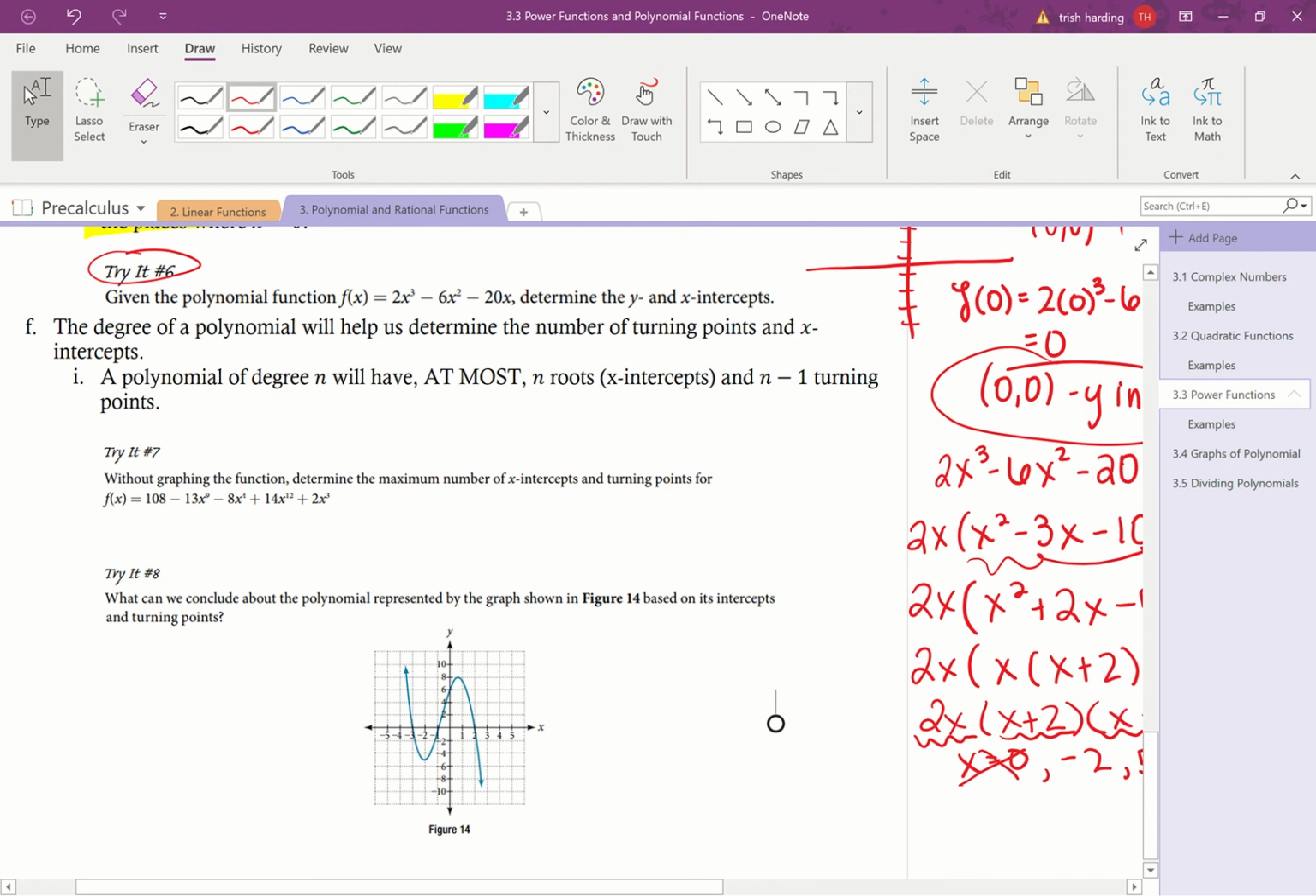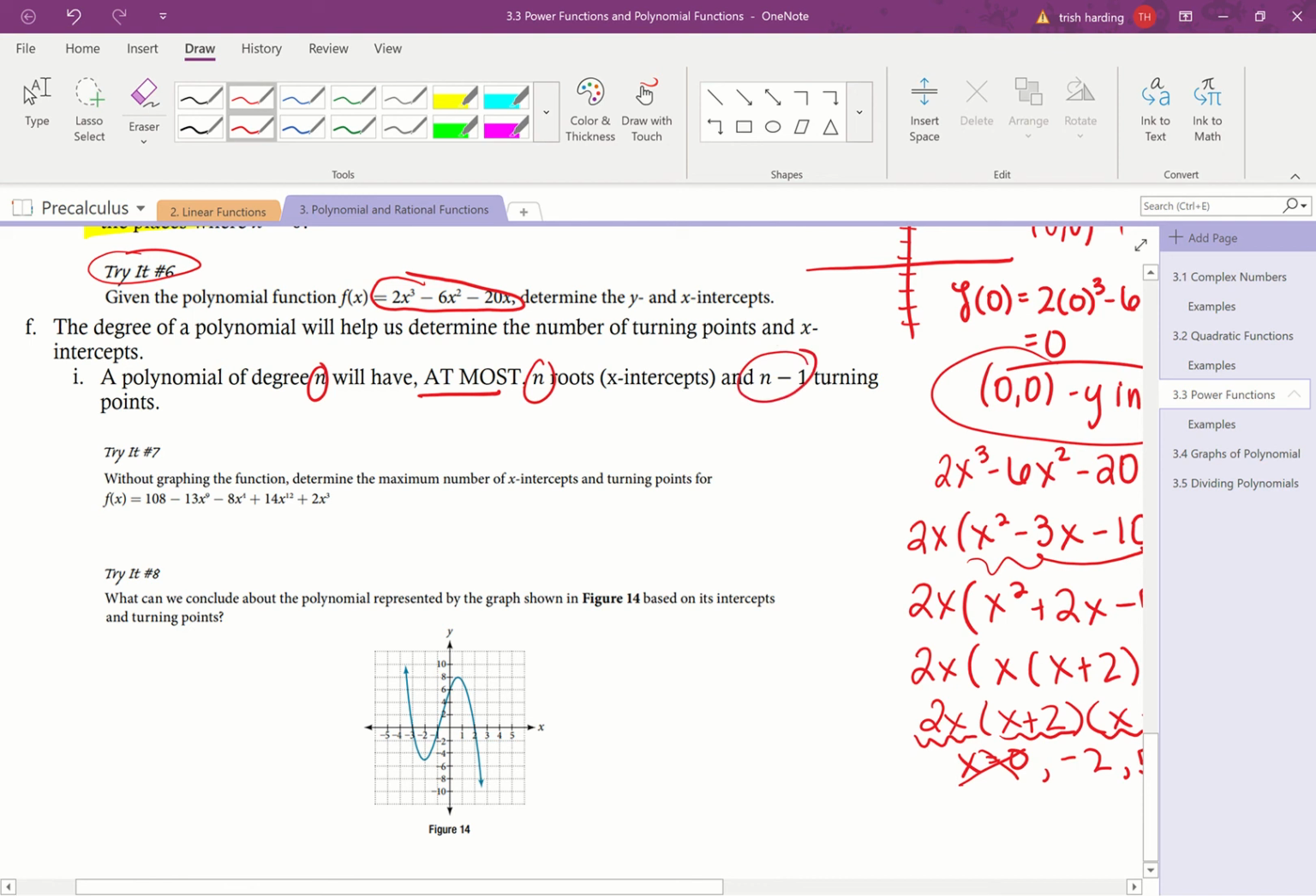So now the degree is what we're going to go ahead and look at. So again, those intercepts are important. And usually you'll be given something like this where you will have to factor multiple times. I'm just going to give you guys a warning. The degree of a polynomial will help us determine the number of turning points and x-intercepts. So notice that if you have a degree n, you will have at most n roots and n-1 turning points.